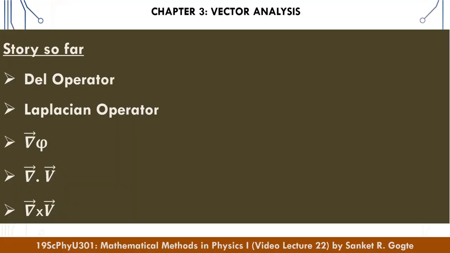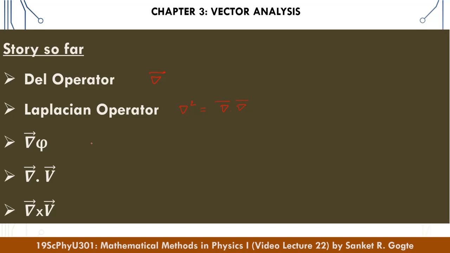We have been discussing the third chapter, vector analysis, and this is the story so far. We defined the del operator, which is a vector first order differential operator. Then we also defined the Laplacian operator, which is written as del square, obtained by taking the dot product of the del operator with itself. This Laplacian operator is a second order scalar differential operator.